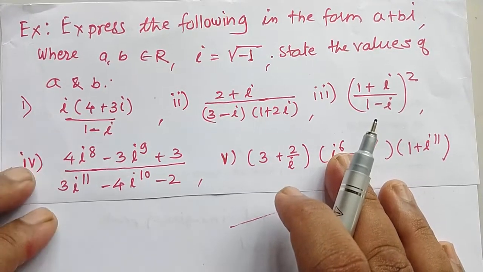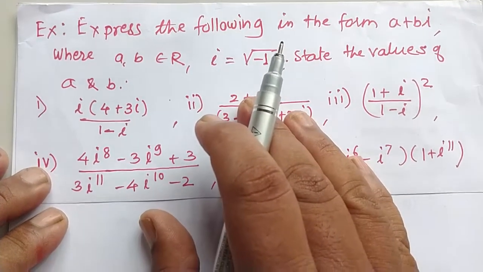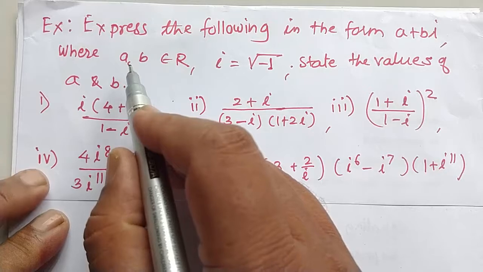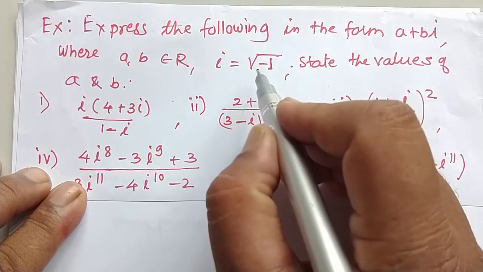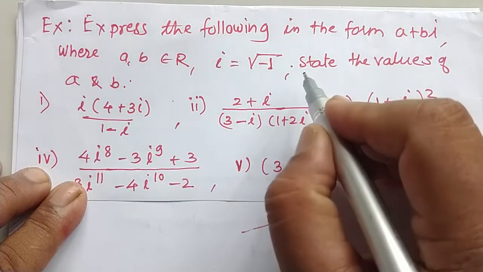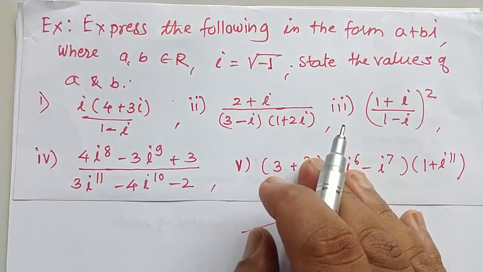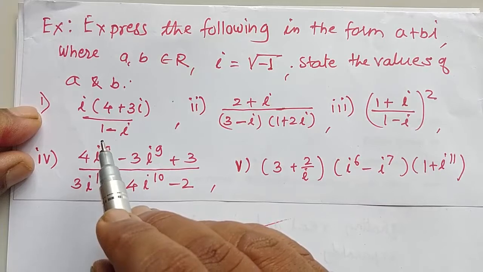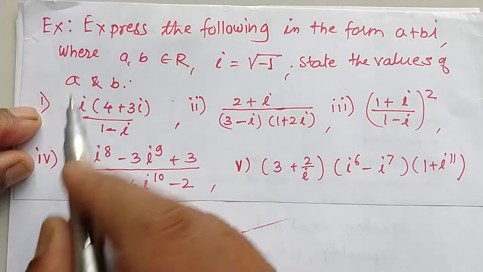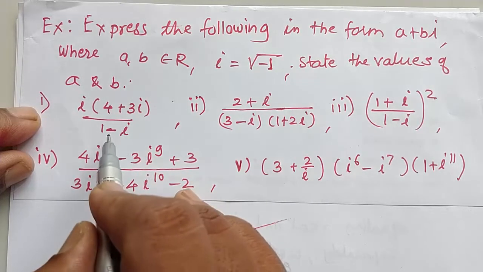The example: express the following in the form a plus bi, where a and b belong to R, the set of real numbers. i is equal to under root of minus 1. State the values of a and b. There are 5 examples. We shall solve one by one. The number 1 is i into bracket (4 plus 3i) upon (1 minus i).